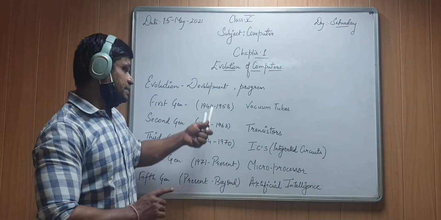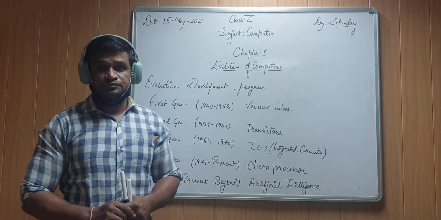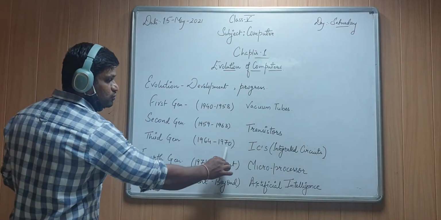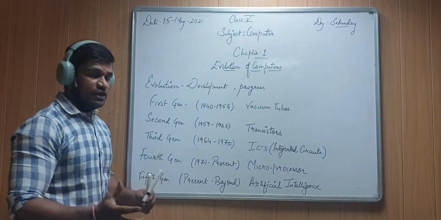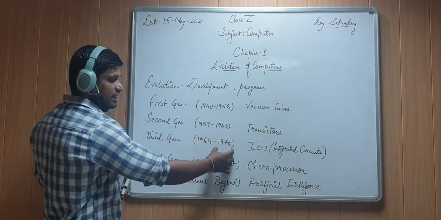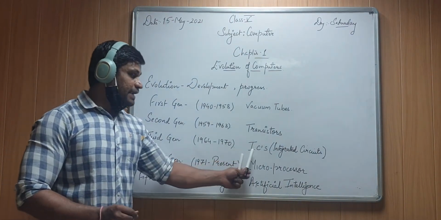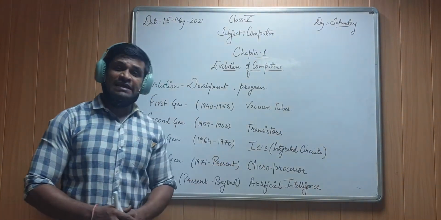But they were costlier than first generation computers. Third generation computers, 1964 to 1970. The computers which were developed between 1964 and 1970 are known as third generation computers. They used integrated circuits, that is ICs.